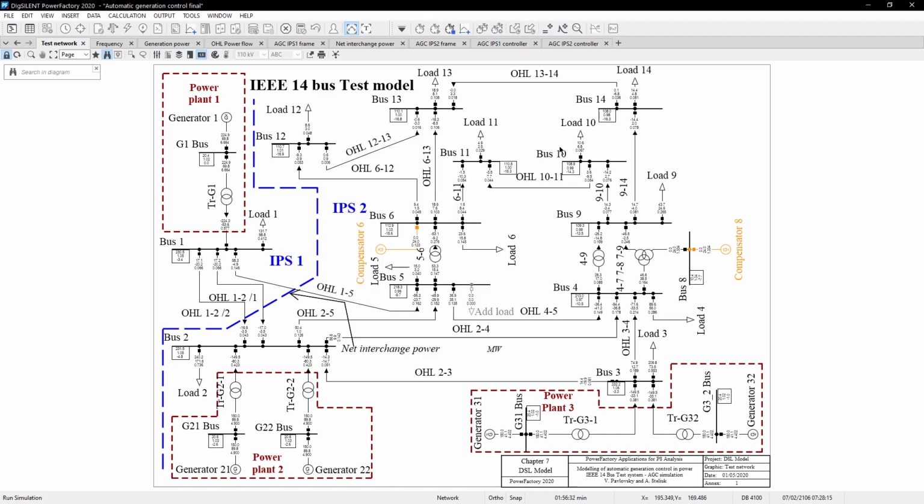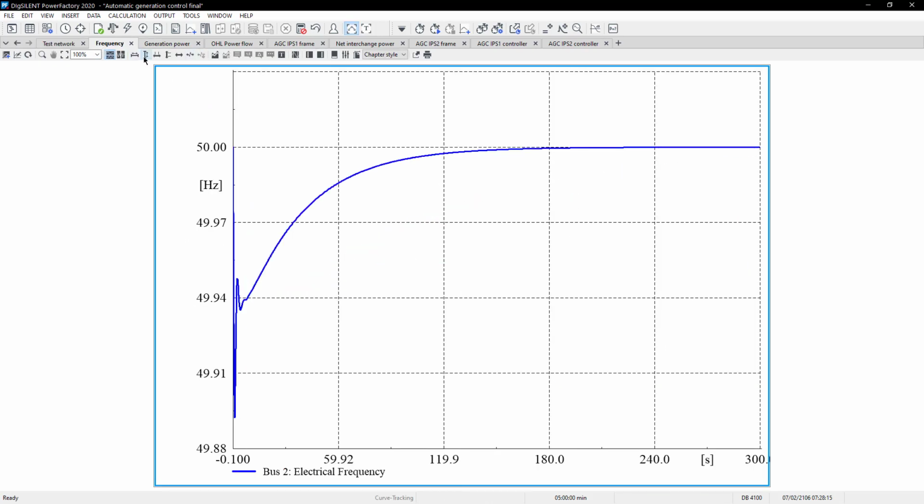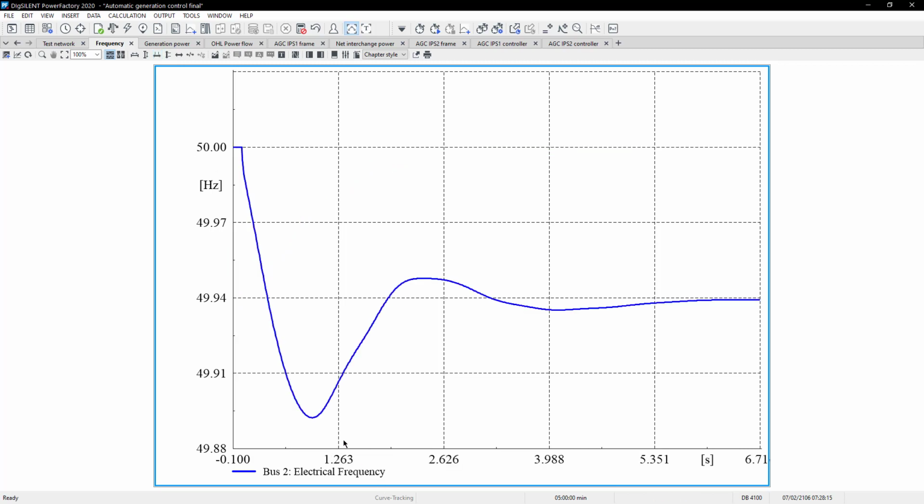Why am I running a longer simulation? Because, as you must be aware, the time constants related to the AGC are a bit longer, okay? And if you go back here to the frequency, and let me increase the size of this, what is happening now? If you look here at the very beginning, we have the same situation. The frequency is going down, it's oscillating, and it reaches some pseudo steady state frequency. You must remember it was around 49.9.